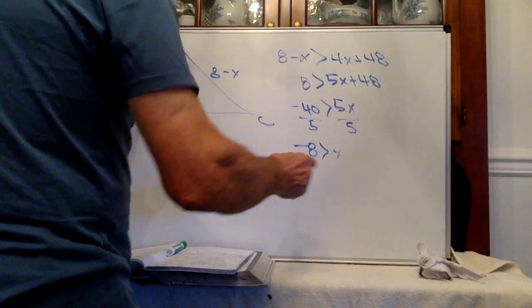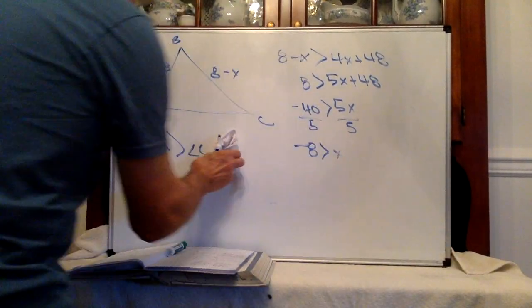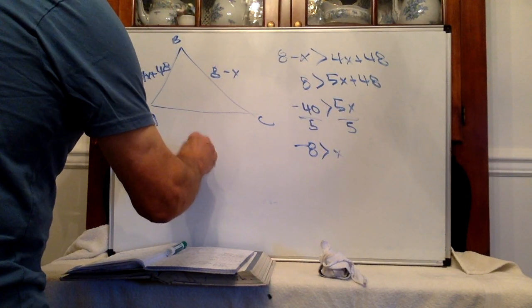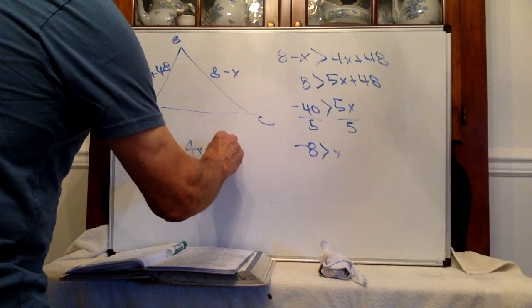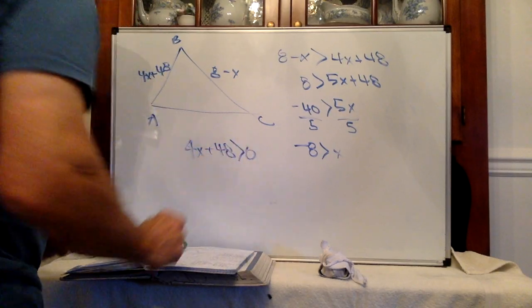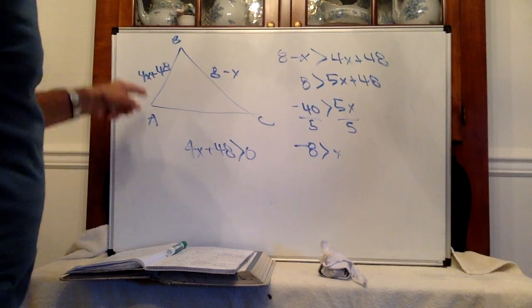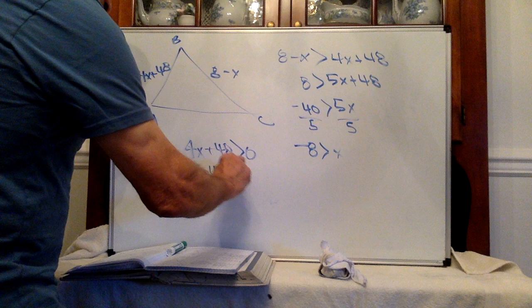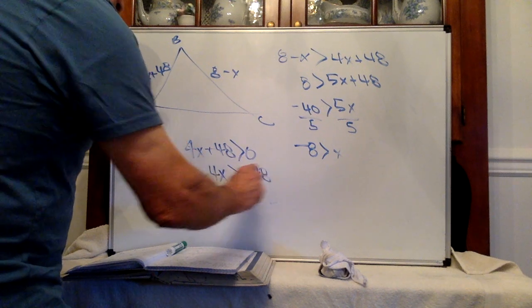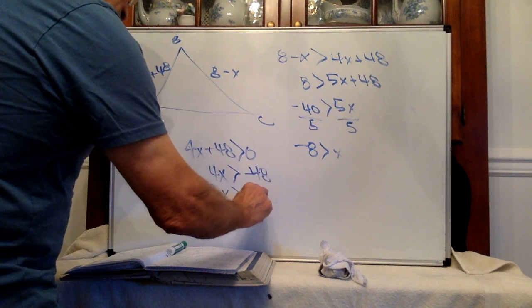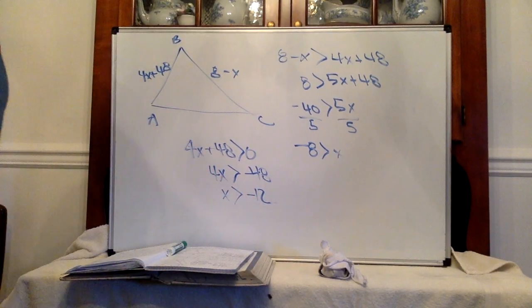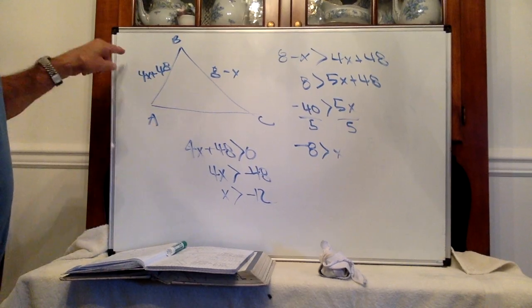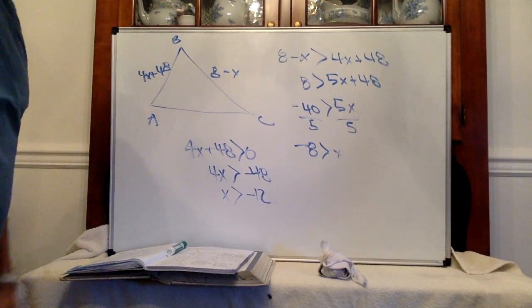So I need also the following. I also need 4x plus 48 to be greater than 0. It has to be positive. Positive is greater than 0. So I get 4x has to be greater than negative 48. Divide by 4, and you get x has to be greater than negative 12. Any number that I put in bigger than negative 12 will make this side positive.